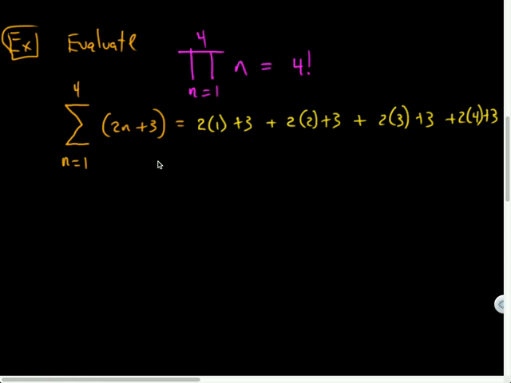So let's figure this out. So 2 times 1 to 5 plus 7 plus 9 plus 11. Right, so this would be my actual series. That's a sub 1, a sub 2, a sub 3, a sub 4. And then I just add them up. 12 plus 9, 21 plus 11, 32. Right? So that's the idea of how to use this. All right?